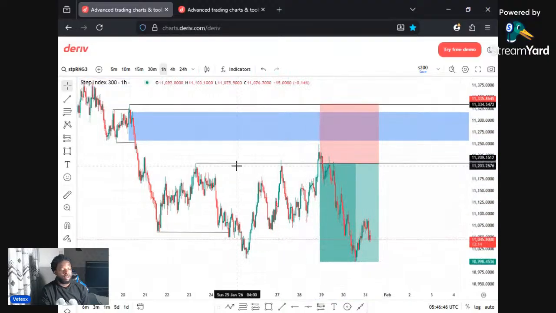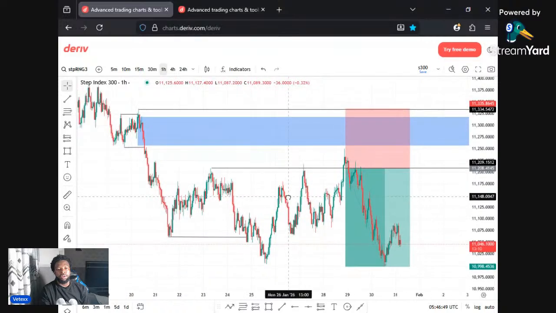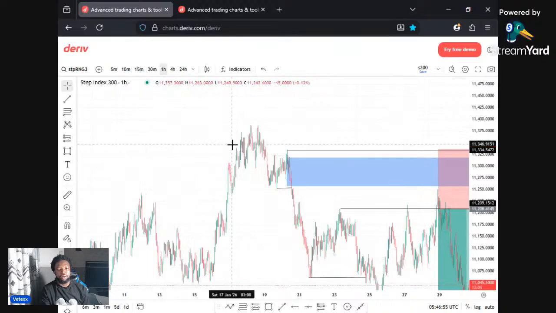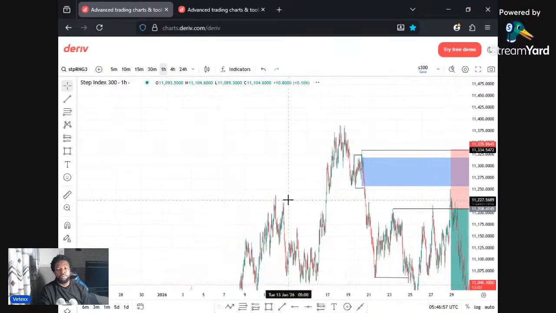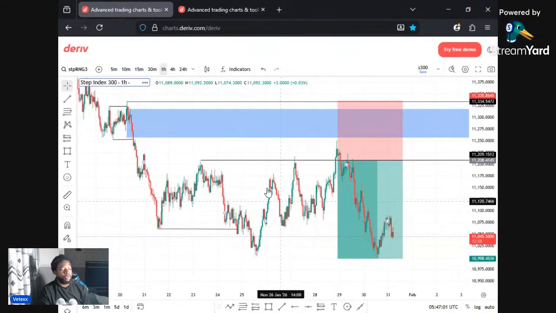Then it smashes the target, so this one is done. All right, this one is done at the moment. So we will look out for this POI above here. If it comes to this POI, good. If it doesn't, we will anticipate another 4 hour, 1 hour POI to form. Then we can go to the 15 minutes and start taking our continuation.